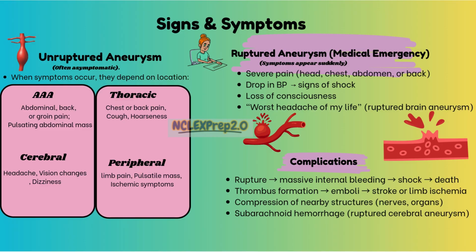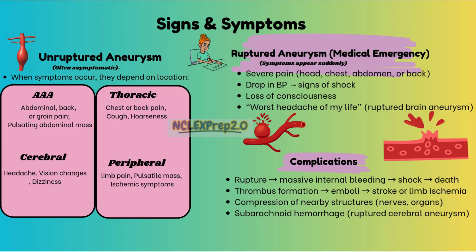In AAA, the patient may present with abdominal pain, back pain, or groin pain, pulsating abdominal mass. If it's a thoracic aortic aneurysm, the patient will report chest pain or back pain, cough, hoarseness due to the swollen aneurysm pressing on the nerve supplying the throat and the voice box. They may also have difficulty swallowing. For cerebral aneurysms, there's going to be headache and vision changes, dizziness. And for peripheral aneurysms, we can have signs and symptoms like limb pain, pulsatile mass, ischemic symptoms.